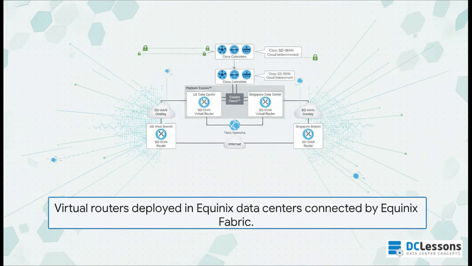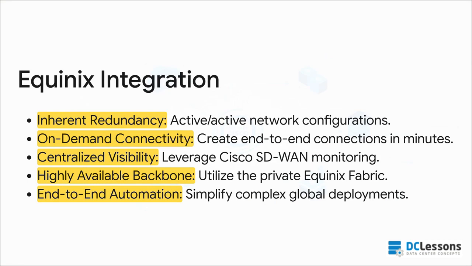It's incredible. The Equinix integration really shines when it comes to reliability and scale. By deploying devices in multiple strategic data centers, you can easily build in this inherent active/active redundancy for both your sites and your cloud connections. You get that same incredible on-demand connectivity and centralized visibility through vManage, but now it's all running over the highly available global Equinix fabric. But most importantly, this entire thing is wrapped in end-to-end automation, which makes what used to be insanely complex global deployments actually simple to manage.